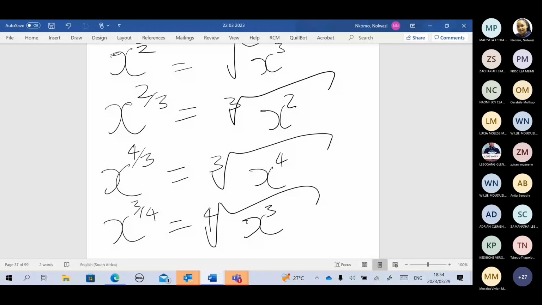Sorry, ma'am, can I ask a question? I just want to find out, when you took out e to the power x as a common factor, how did you do that? Because I saw a plus sign over there. Are we allowed to do that? Yeah.